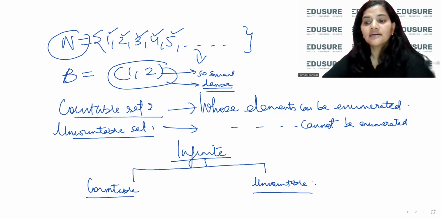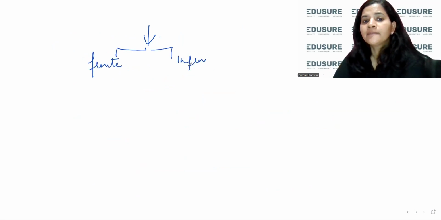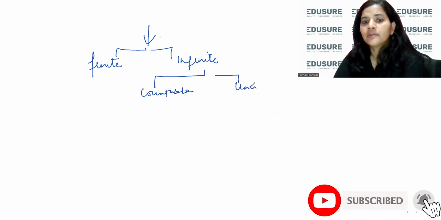So what is the cardinality of a set? Again, what did we do today? There are going to be sets which are finite and infinite. And then infinite is countable and uncountable. So I'll give you a very beautiful example.